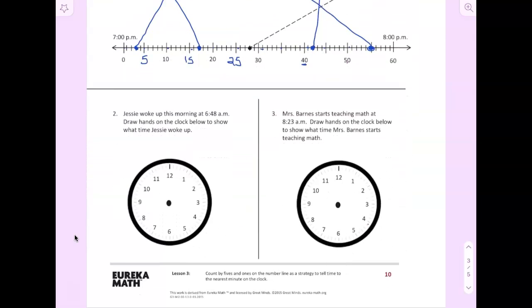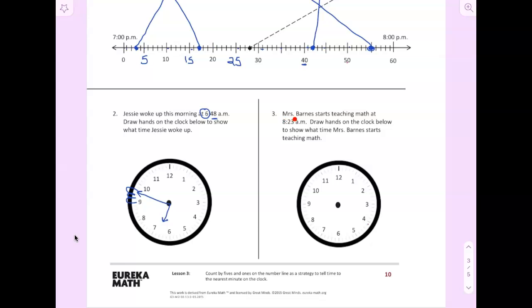All right, number 2. Jessie woke up this morning at 6:48 a.m. Draw hands on the clock below to show what time Jessie woke up. Let's do the minutes first, 48 minutes. So what we can do is count the whole way around, starting at 0 for 12, 5, 10, 15, 20, 25, 30, 35, 40, 45, and then we're going to go count by ones, 46, 47, 48, and that's where our minute hand is going to point. And the hour is 6, so our hour hand goes like that.